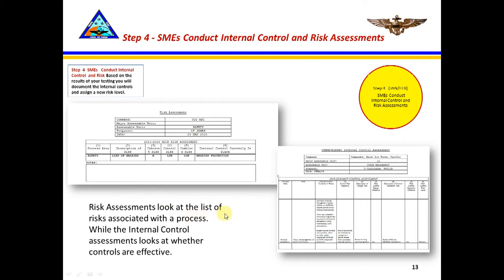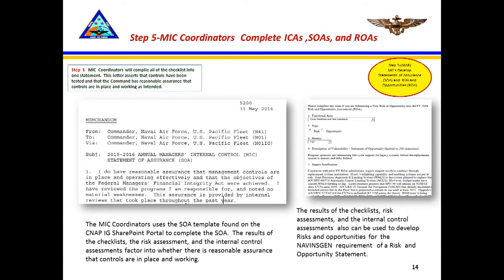As I stated before, the details on how these should be conducted will be following in a future presentation. But the risk assessments look at a list of whatever the risks are associated with a process, while internal control assessments look at whether or not those controls have been effective. Once all of the internal control assessments and all of the risk assessments have been done, the MIC coordinators will now complete a statement of assurance as to whether or not the controls were adequate, or if they're not, it was a qualified statement. Then they need to put what those errors were, and they also need to complete a risk and opportunity assessment. This goes to NAV InsGen.